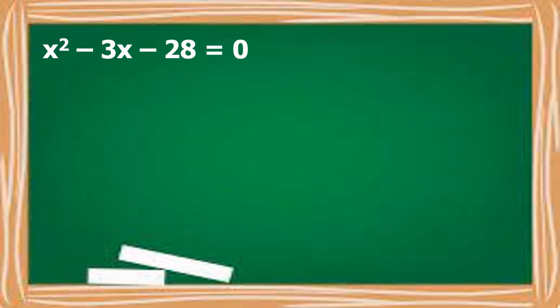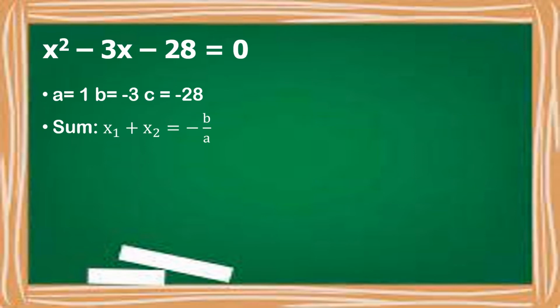Without solving for the roots of x squared minus 3x minus 28, let us solve for the sum and product of the roots. Since this is already in standard form, let's determine the values of a, b, and c. A is equal to 1, b is equal to negative 3, and c is equal to negative 28. Now write the formula for the sum of the roots, and that is x sub 1 plus x sub 2 is equal to negative b over a. B is equal to negative 3. A is equal to 1.